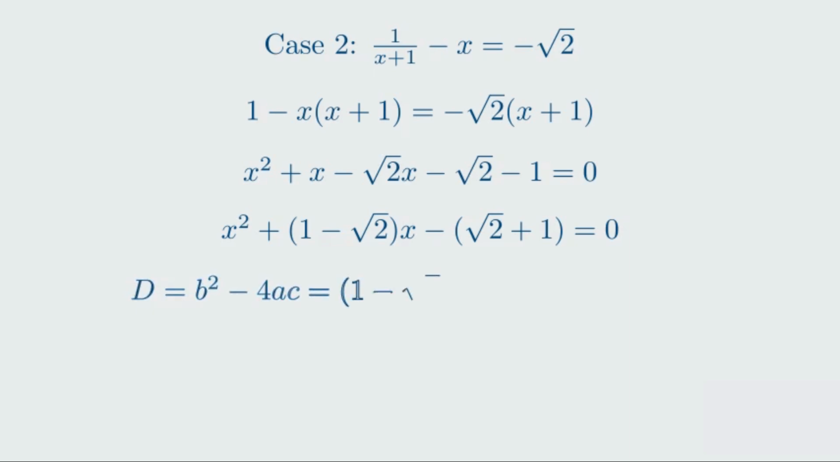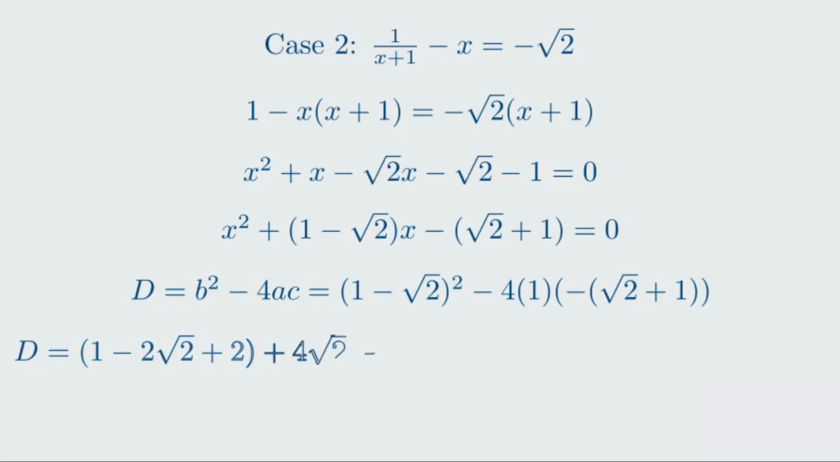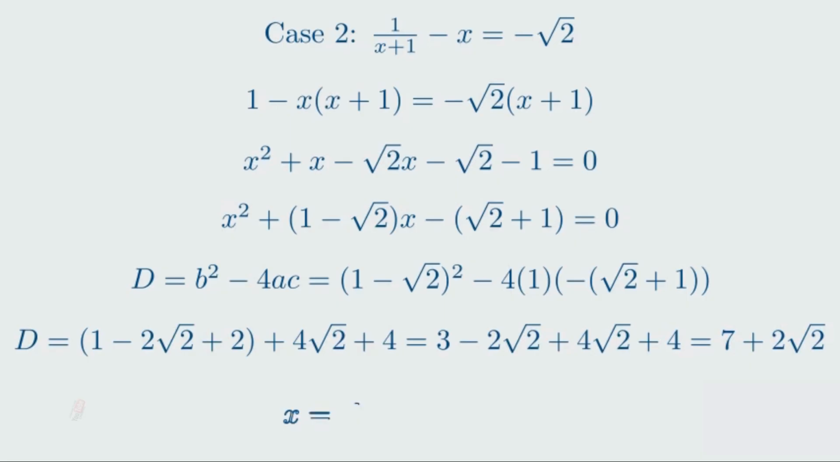It's (1 minus the square root of 2) squared minus 4 times (negative 1 minus the square root of 2). Expanding this gives 1 minus 2 root 2 plus 2 plus 4 root 2 plus 4. This simplifies to 7 plus 2 root 2. So our two solutions from this case are x equals negative 1 plus the square root of 2, plus or minus the square root of 7 plus 2 root 2, all over 2. Again, the discriminant is positive, giving us two more real solutions that are not equal to 1.